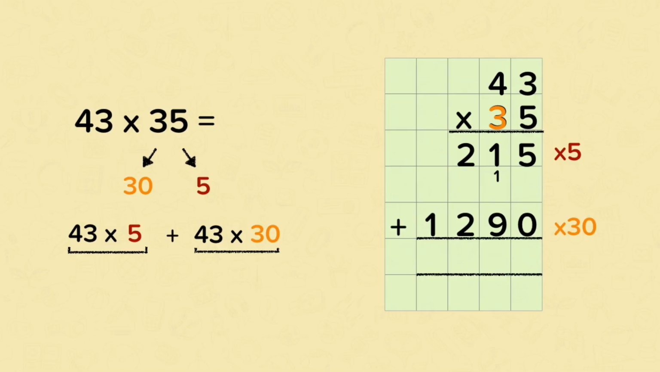Finally, add the two numbers. For the ones, 5 add 0 equals 5. For the tens, 1 add 9 equals 10. Exchange the 1 from 10 into the hundreds place. For the hundreds, 2 add 1 add 1 equals 4. Finally, the thousands. There is nothing to add to 1, so just write 1. So 43 times 35 equals 1,505.